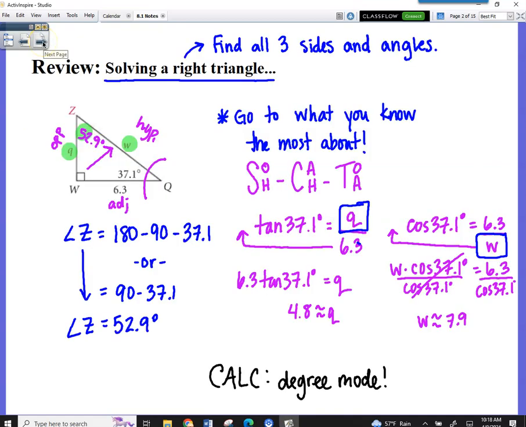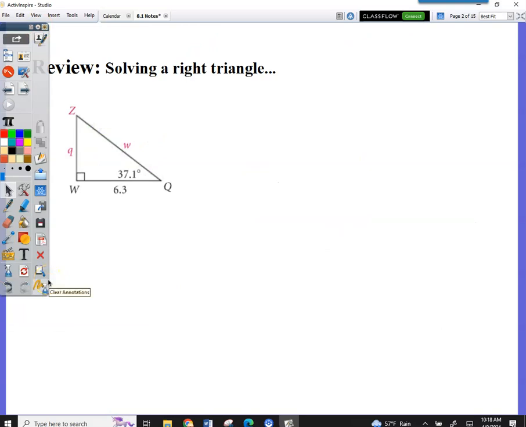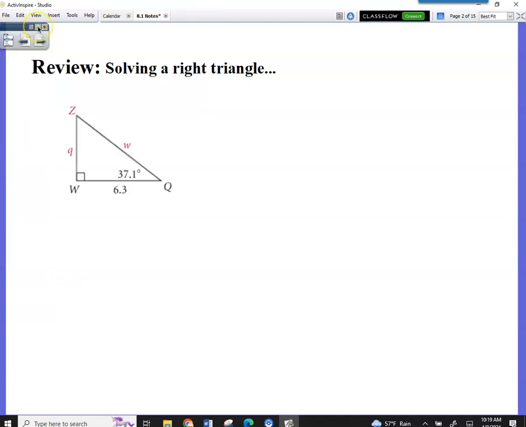Before we dive into the new stuff, let's refresh you on something from geometry, which we did at the very beginning of this semester. And that would be solving a right triangle. If you hear solving a right triangle, it means find all 3 sides and 3 angles.